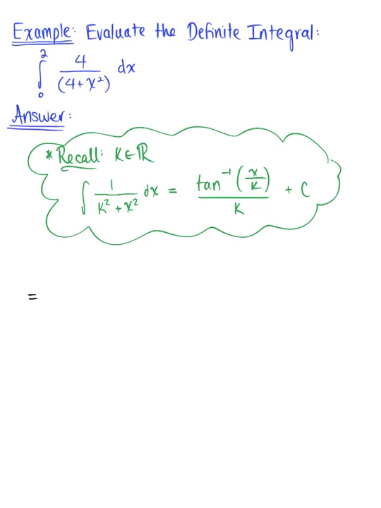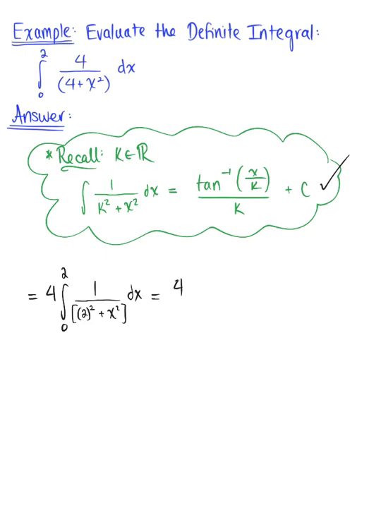So to get us started, I'm just going to rewrite this. I'll pull that constant 4 in the numerator out in front of our definite integral. So this is 4 times the definite integral from 0 to 2 of 1 divided by 2 squared plus x squared dx. And so now we can see how this directly applies to the antidifferentiation formula above.